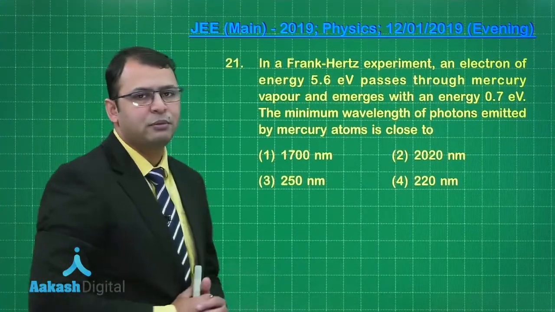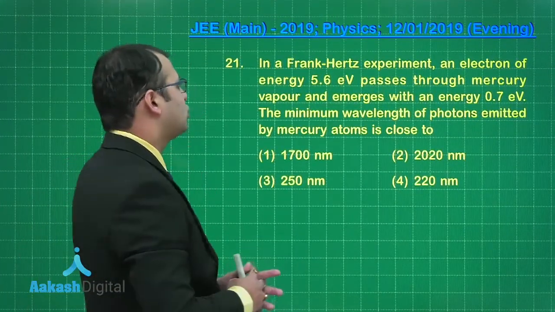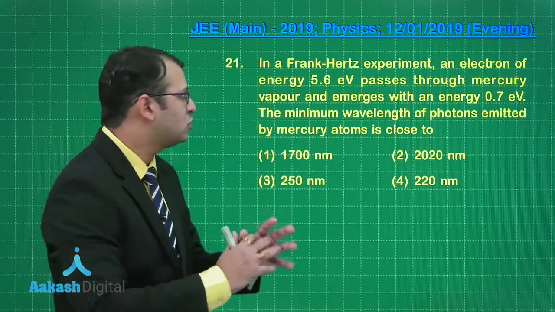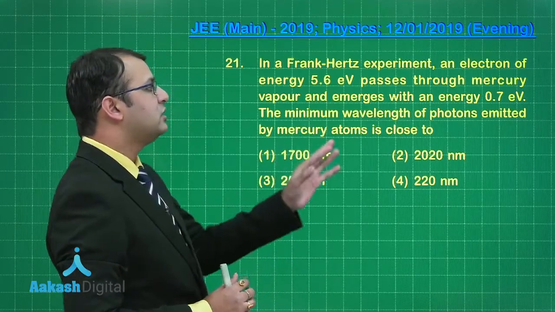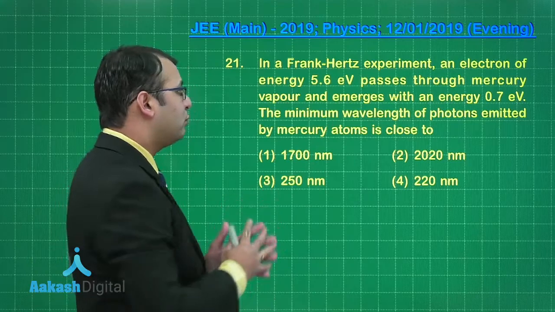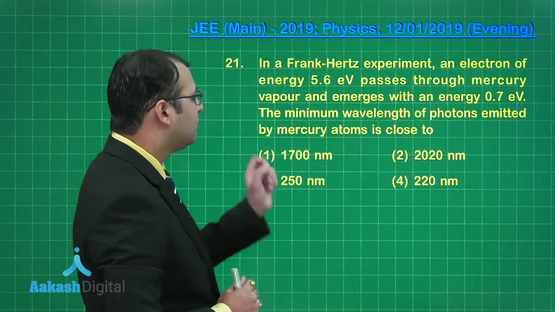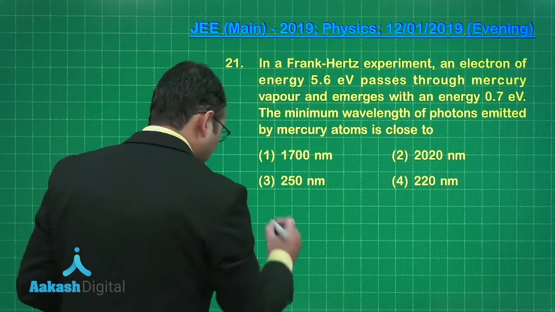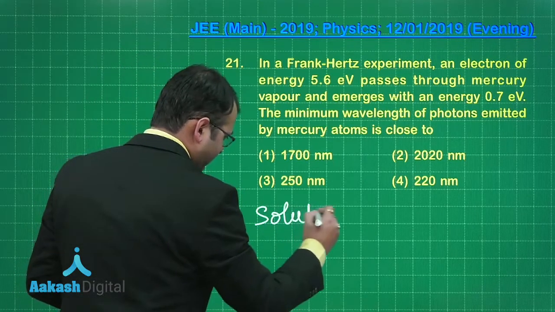The question you see here belongs to a section of modern physics. In this question, the Frank-Hertz experiment, an electron of energy 5.6 electron volts passes through a mercury vapor and emerges with energy of 0.7 electron volt. So that is, the difference has been lost, which is nearly 4.9 volts. Now, the minimum wavelength of photons emitted by mercury atom is close to. It's a very simple question. Let's start with the solution.